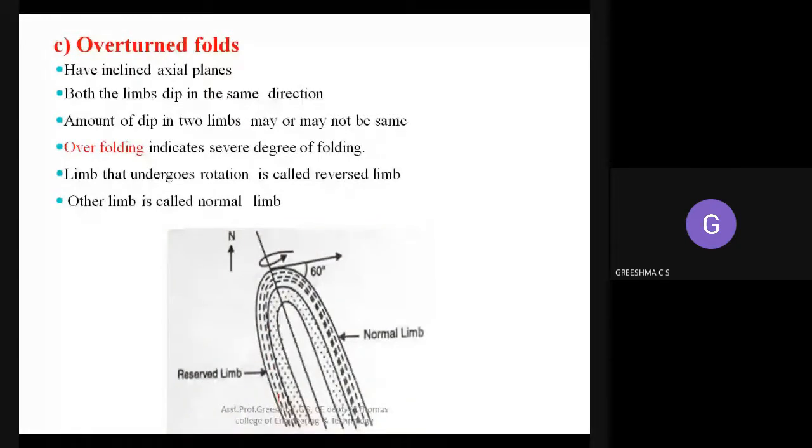Or overturning, or varum. This limb has an overturning, so you can see here it will be turning like this, going in the same direction. So our turning limb is called the reversed limb. So this is the overturned limb.